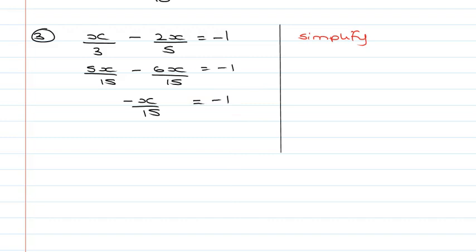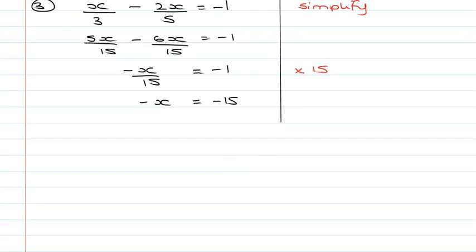So to undo this, I'm just going to do the inverse, which is times by 15. What actually happens is on the left, you've got minus x equals minus 15 on the right. We don't want to have minus x, so I'm going to multiply the whole thing, both left and right side, by negative 1, which gives you a positive solution. So therefore x equals 15.